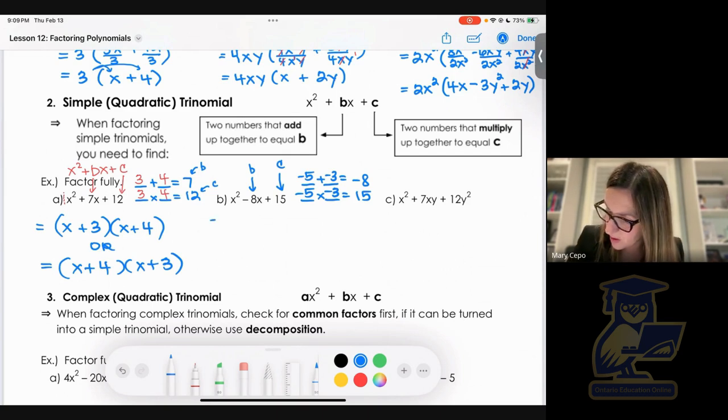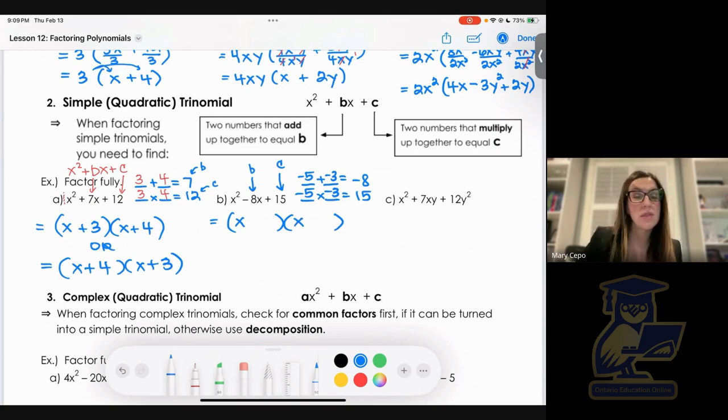So with a simple trinomial, we set up our two brackets, the double bubble, and then we place the variable used in our polynomial, x, and then we input those two numbers we came up with that satisfy the product and the sum, which are negative 5 and negative 3.